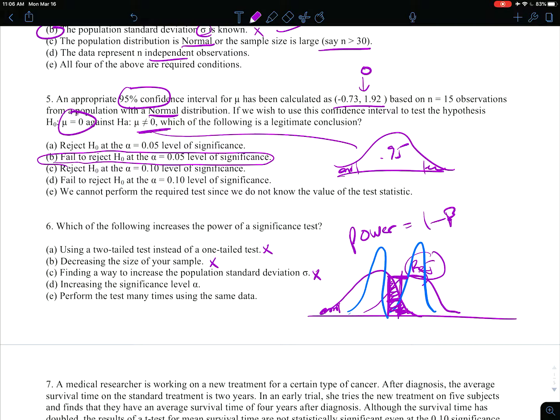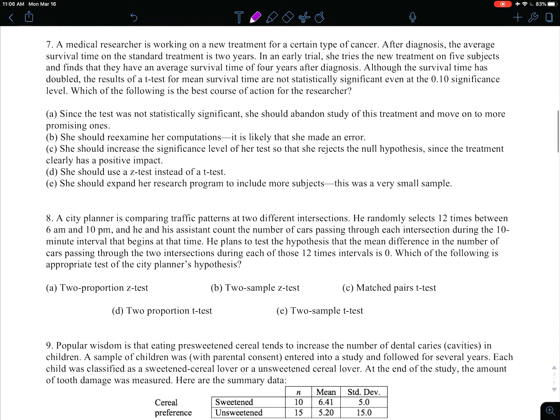Increasing the significance level, well, that was one of the last things we talked about as far as moving the rejection region and making it bigger. So that's looking good. And then perform the test many times, that's not going to help you at all. So increase alpha is the one in this case that works. Other things would be move the alternative farther away, or increase n. Those are pretty much things you can do.